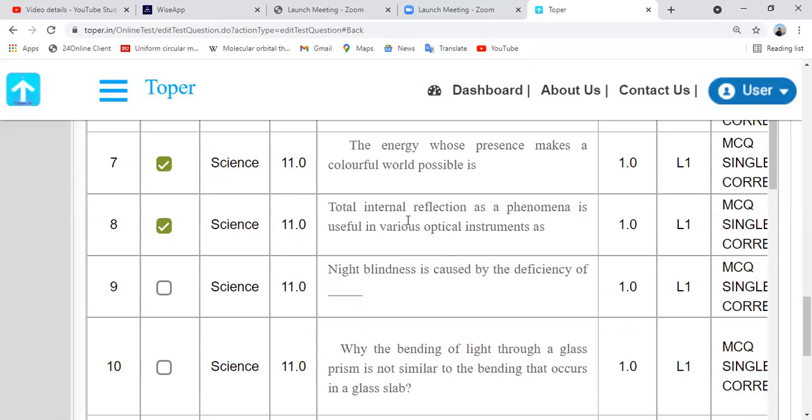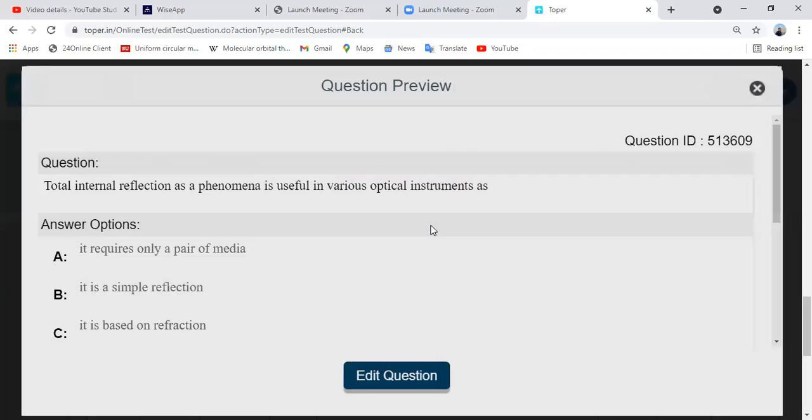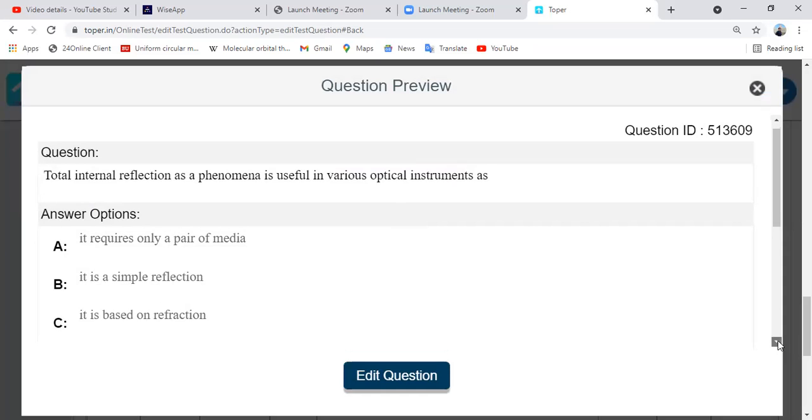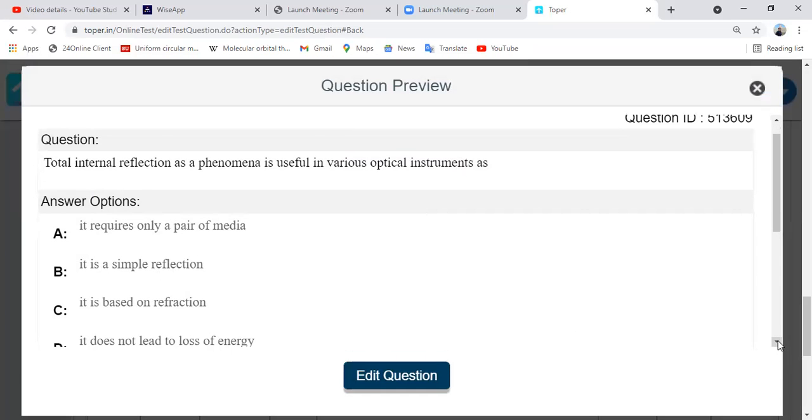Question number 8. Total internal reflection. The phenomenon is useful in various optical instruments. Yes, sir, I have a doubt. Okay, let me check. It is required only for the pair of medium. It is simple reflection. It is based on the refraction and it does not lead to lost energy.